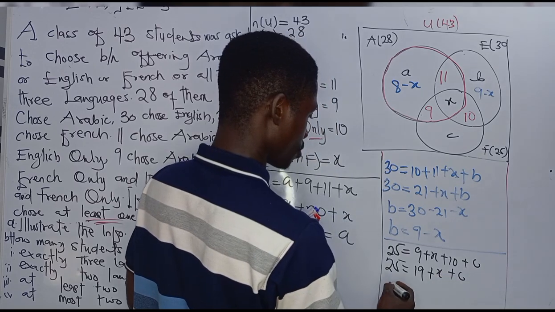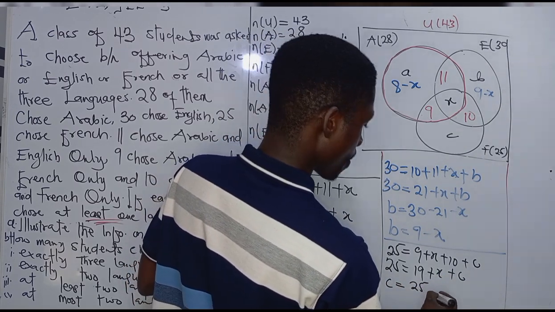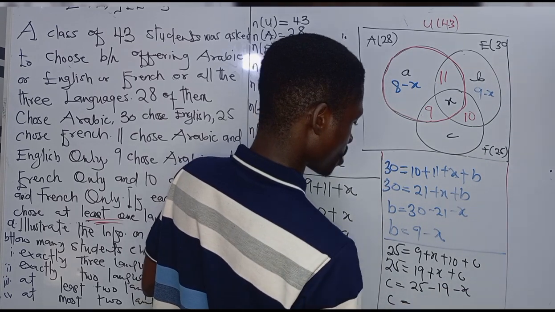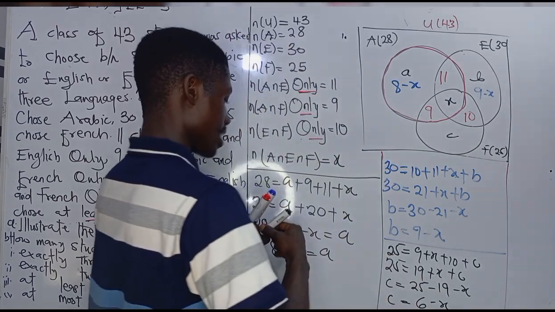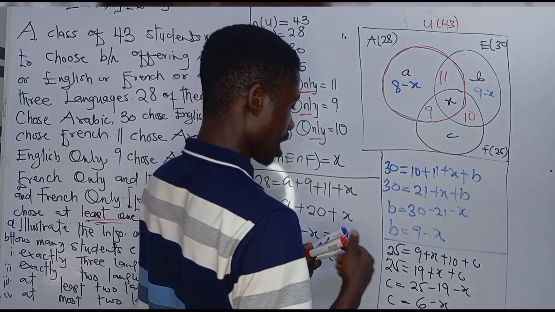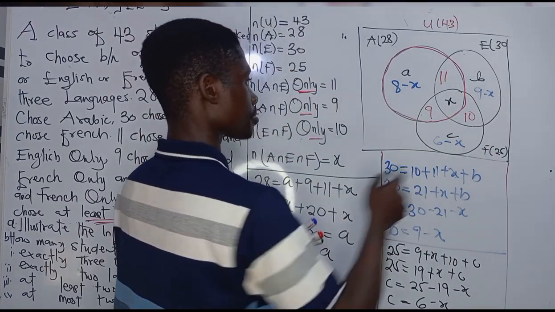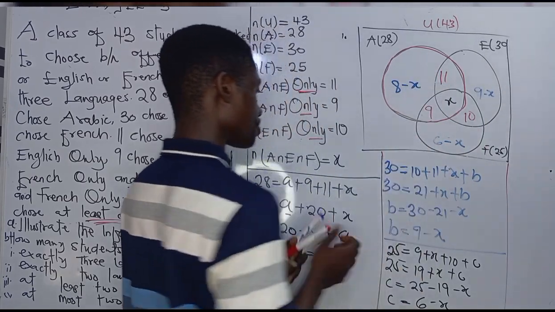We are looking for the expression for C. So we have our C to be 25 minus what? 19 minus X. So we have our C to be equal to 6 minus X. So the region with C, we have the expression 6 minus what? X. So we can clean the alphabet A, B, and then C.